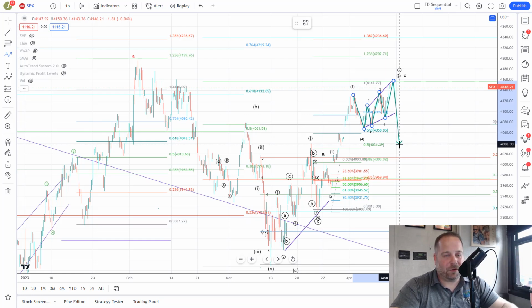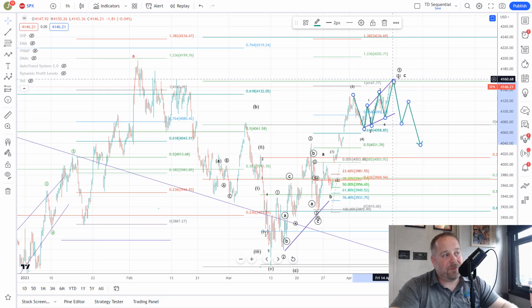Or a direct move down to the 4030 to 4020 area, which matches up with that 4050 to 4060 area we've been talking about on the ES. So if they can break directly through 4070, we would expect 4030 to 4020. If not, we would look for an A, B, C down into that area.